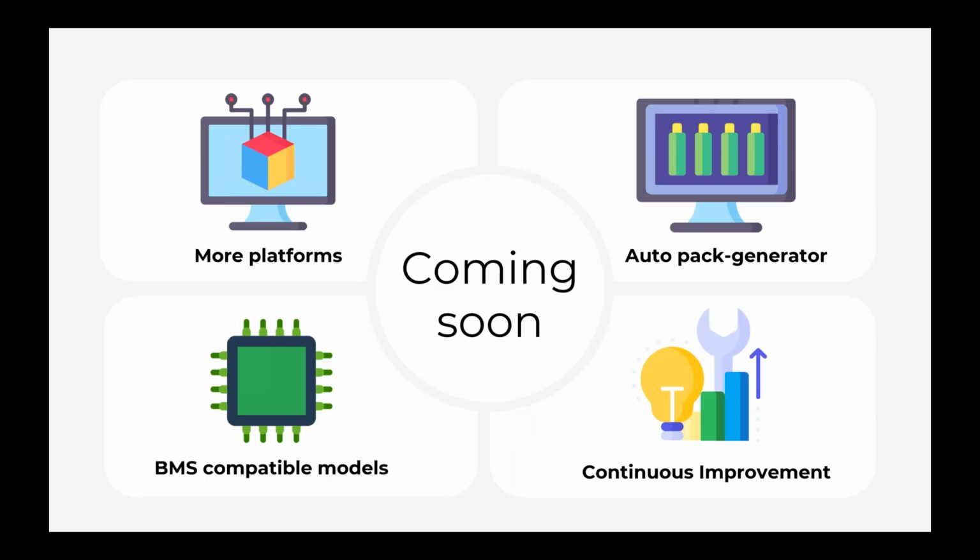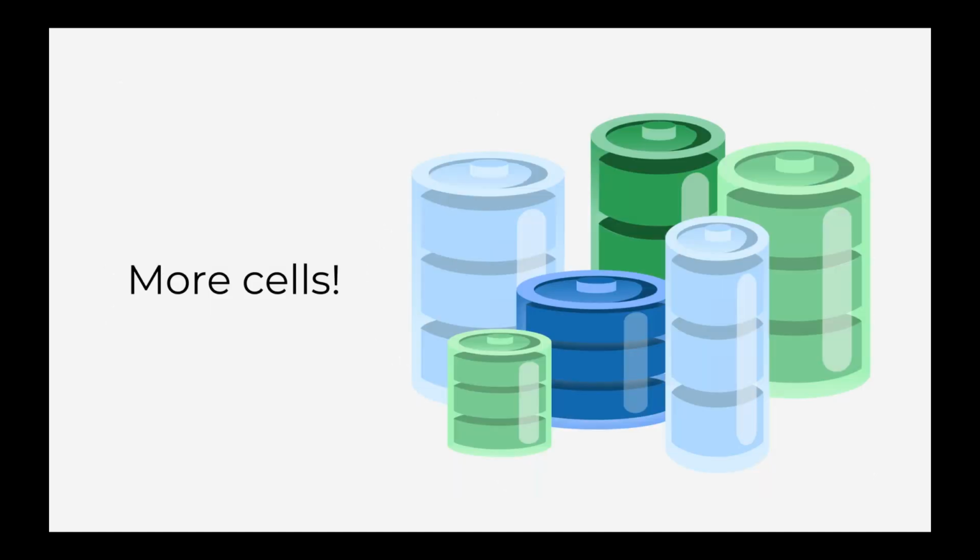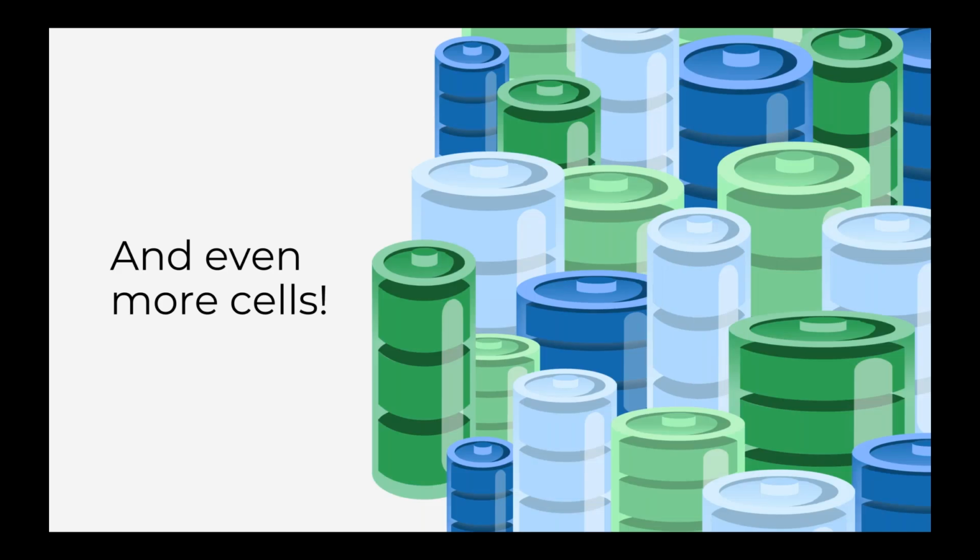And coming soon, we plan to add more platforms. We plan to add things so that you can generate packs much quicker rather than having to drag and drop many times over. We want to make our ECM lookup tables compatible with standard off-the-shelf BMS chips from, say, Texas Instruments. And we'll continuously improve our experimental techniques and the parameterization process to make the models more accurate. And obviously, we want to add more cells, so collecting more information for more cells and even more on top of that.